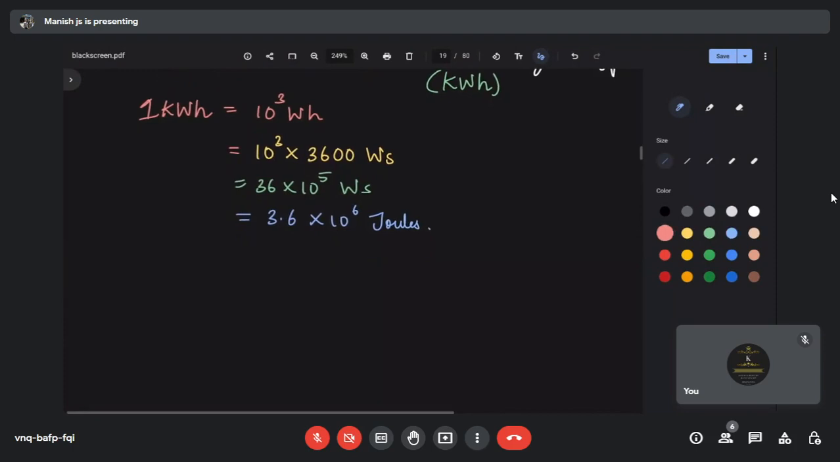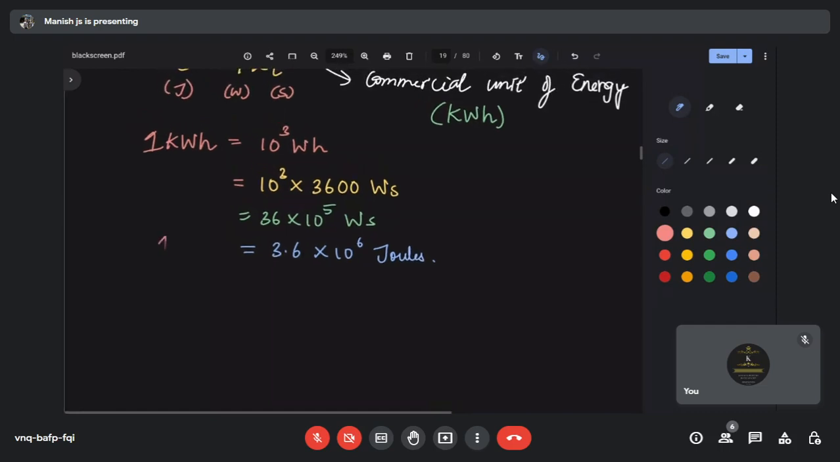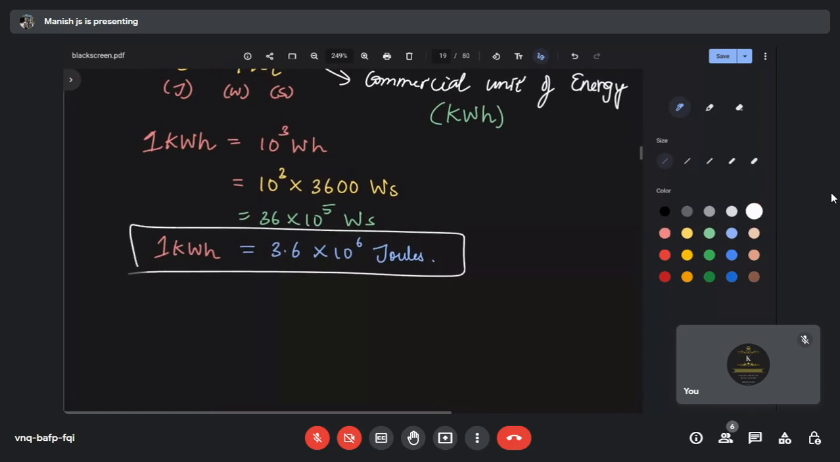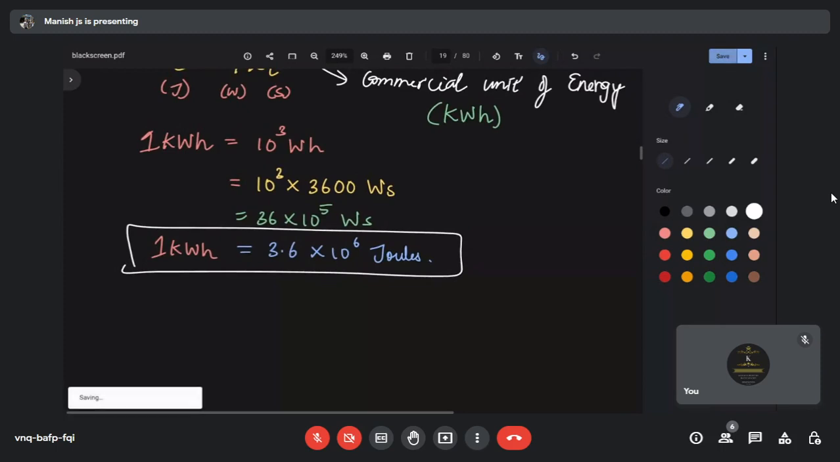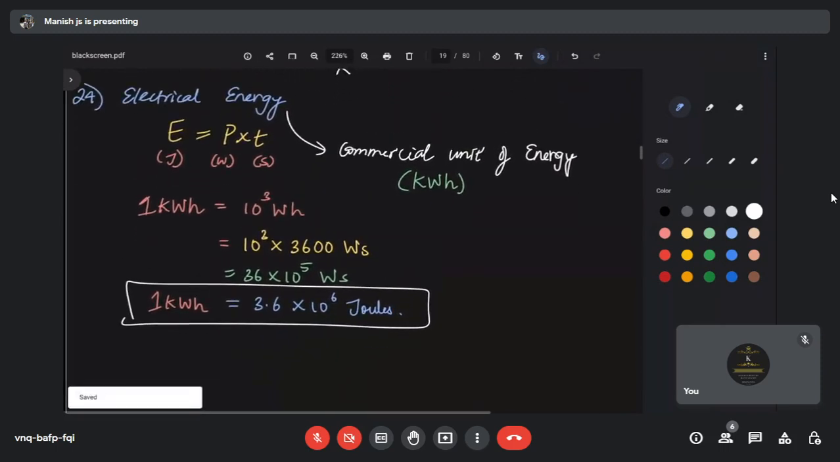It becomes joules, because 1 watt second can be expressed in terms of joules. Work done, or energy into time, is basically expressed as energy. So the energy unit is again joules. So 1 kilowatt hour is equivalent to 3.6 into 10 power 6 joules. So this relation is quite important. So this is all about the electrical energy.